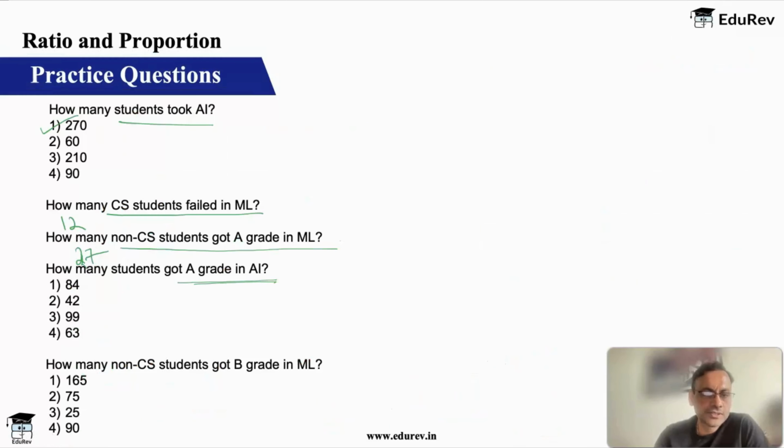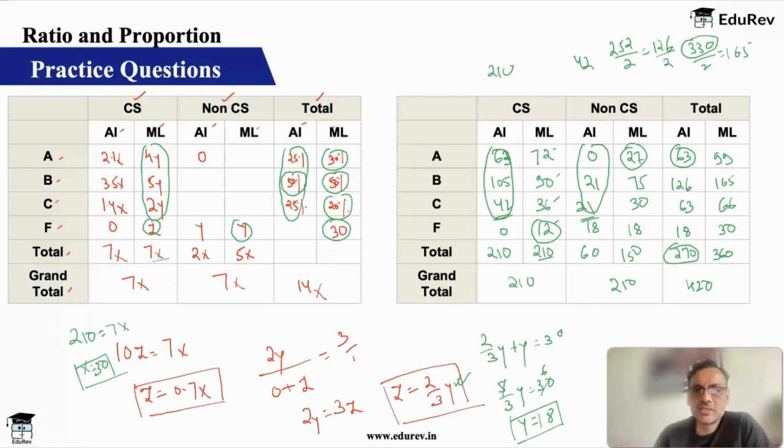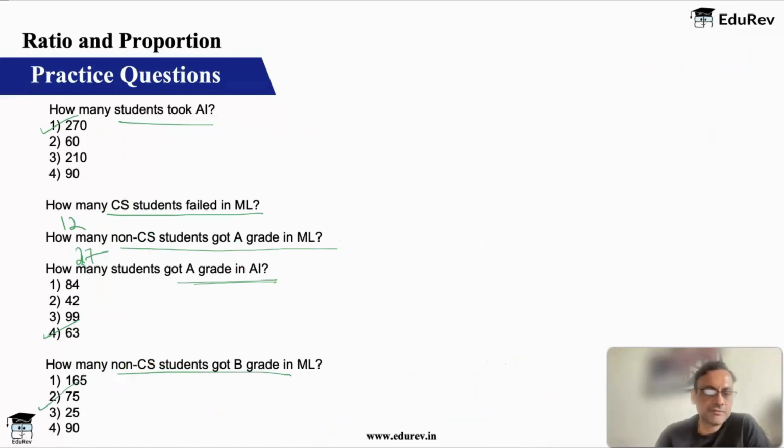So answer is 63. And how many non-CS students got B in ML? Non-CS B in ML. Answer is 75. So answer is 75. As simple as this. So very good set. And you can see how the concept of ratio has been used to solve 5 questions here. Okay.